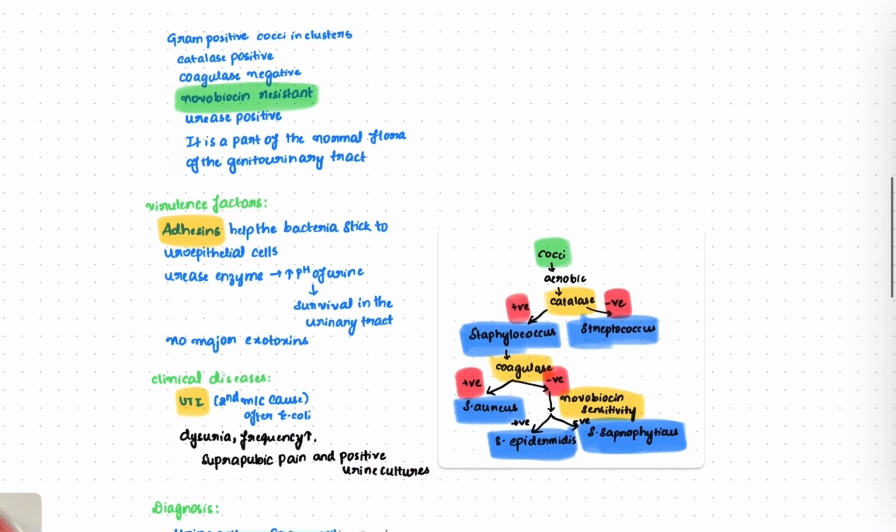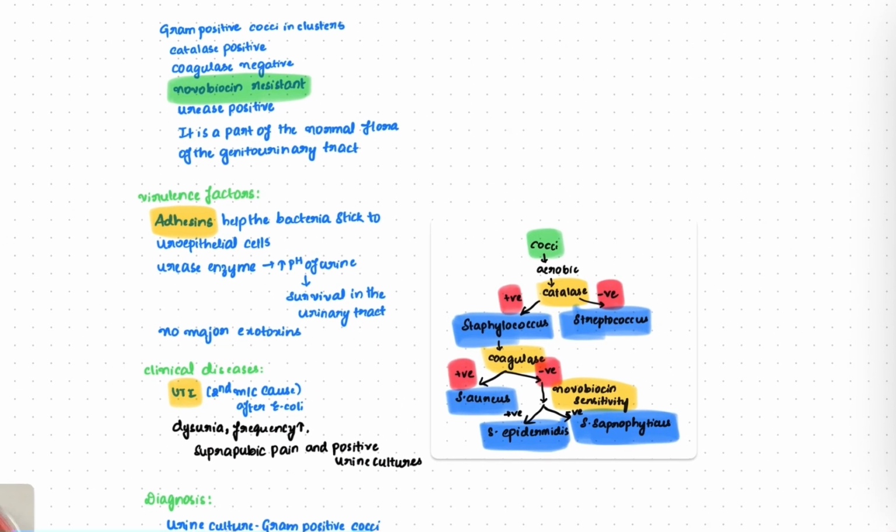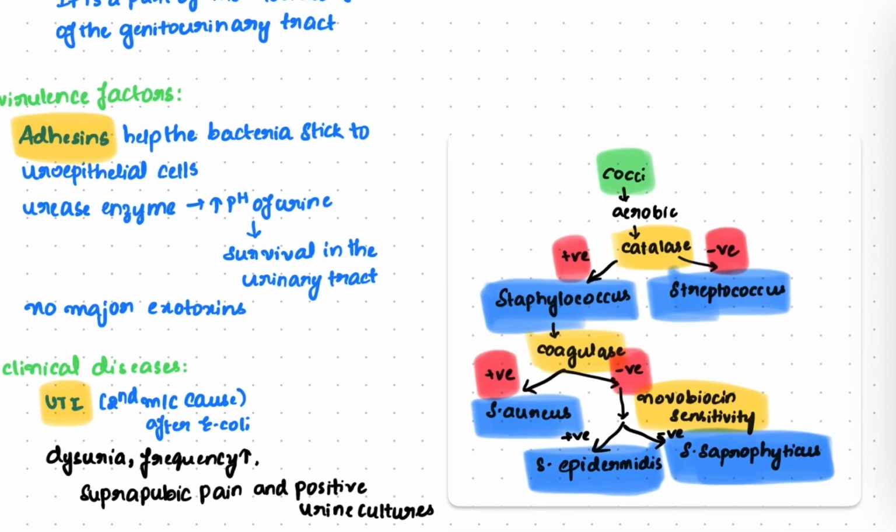So we know the bacteria are divided into cocci and rods. The cocci are aerobic ones. The cocci are divided based on the catalase test. The catalase-positive one is the Staphylococcus and the catalase-negative one is the Streptococcus. These Staphylococcus species are differentiated based on the coagulase test and also Novobiocin sensitivity. Coagulase-positive test is given by Staphylococcus aureus, whereas coagulase-negative organisms are Staphylococcus epidermidis and saprophyticus. These two are differentiated based on the Novobiocin sensitivity. Novobiocin-sensitive ones are the epidermidis ones and resistant ones are the saprophyticus.